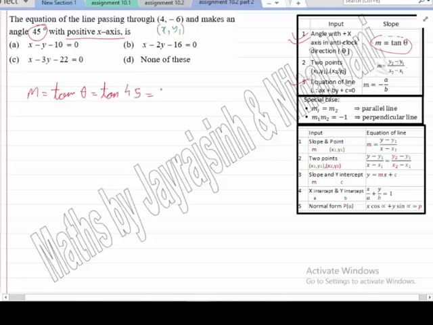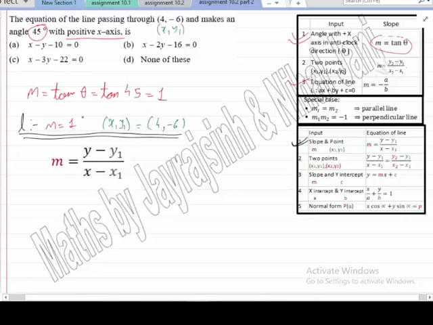We know that tan 45 is 1. So yippee, we get the slope. We already have the point, so it suggests that we should use the first form of the equation of line. Let's collect the data. The slope of the line is 1 and it is passing through the point 4, minus 6. So this is the data, and the equation of line should be m is equal to y minus y1 upon x minus x1. We just have to put in the data.